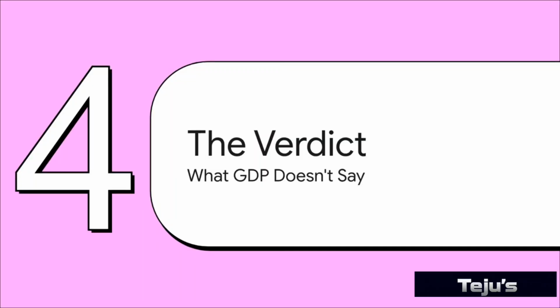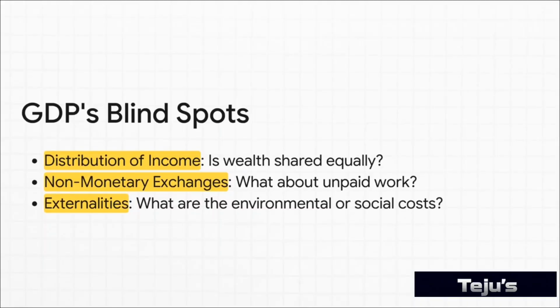So we figured out how GDP is calculated, how it's adjusted, and how it connects back to us. But all this leads to a final, really critical question. Is a bigger GDP always better? Is it really the ultimate measure of a country's success and well-being? Well, it turns out the answer is pretty complicated. The truth is, GDP has some major blind spots. For instance, is all that income being shared fairly? What about all the incredibly valuable work that happens for free? And what about the hidden costs, like damage to the environment, that don't show up on any balance sheet?